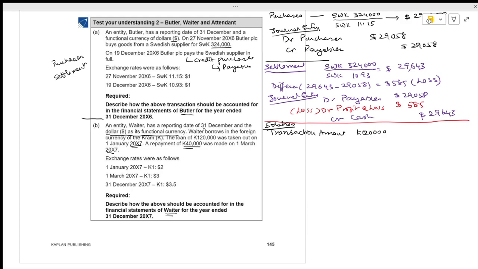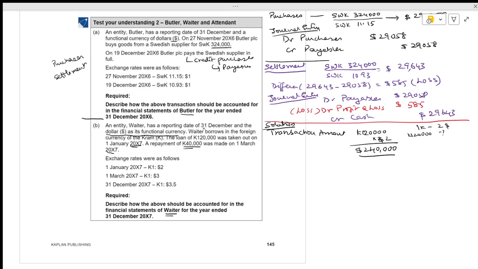The loan of 120 was taken, and 1 gram is how much? $2. Is it right? 1 gram is $2. Means 120 grams will be how much? You have to multiply. Times $2. It comes to $240,000.